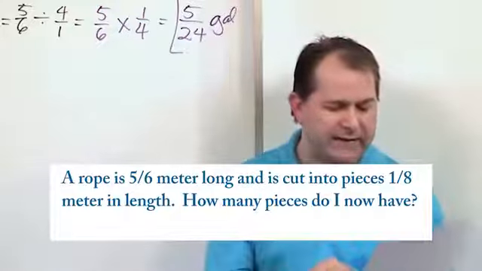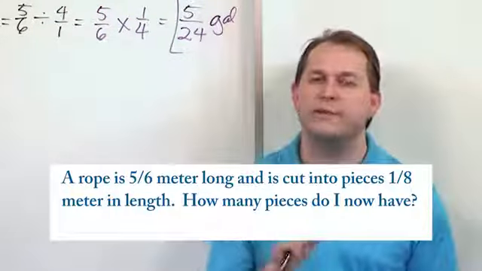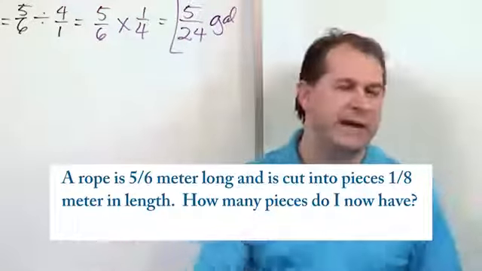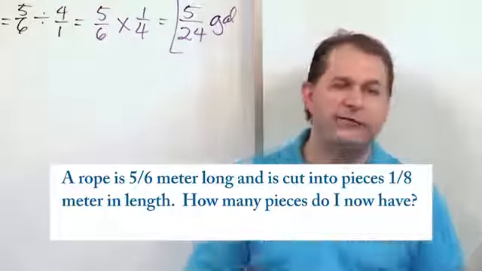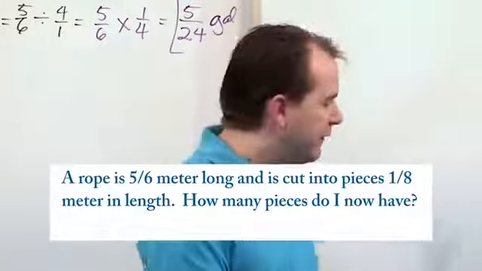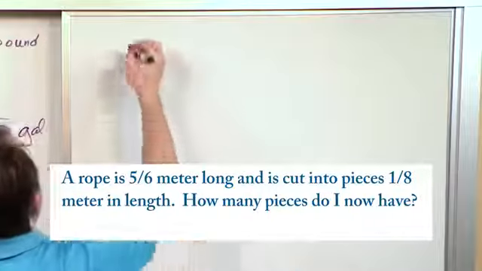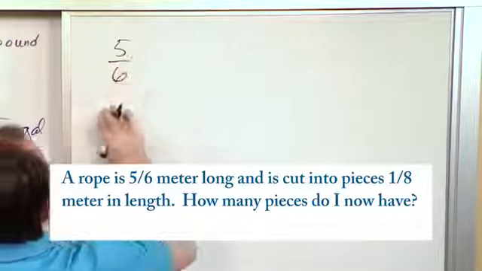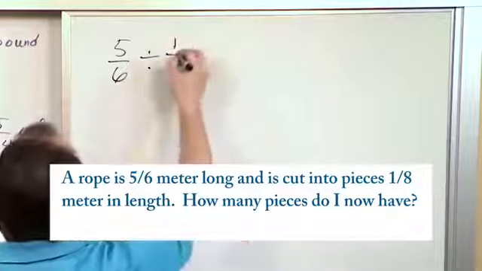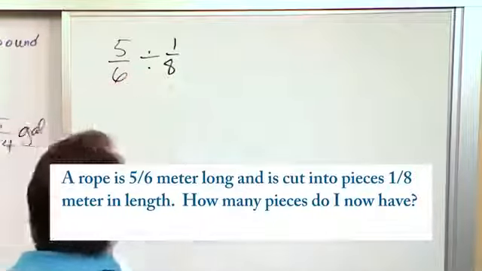So again, it doesn't say that I'm dividing these things. It doesn't say, hey, divide these numbers. You have to know that because I'm starting with a long piece of string or rope, and I am cutting it, and I'm chopping it into lots of different pieces of a certain length. So I'm dividing it up. You get that kind of experience when you work a lot of problems. So if I have 5/6 of a meter, then I'm dividing it. The length that I'm dividing it into is 1/8 of a meter. So how many times will 1/8 go into this length?